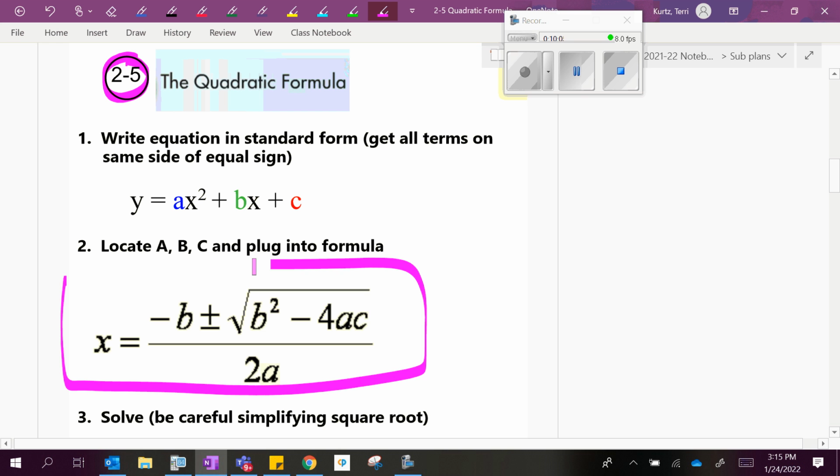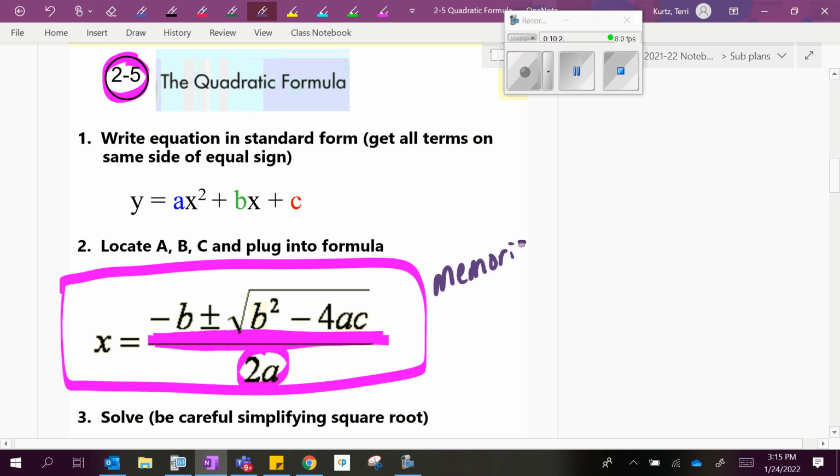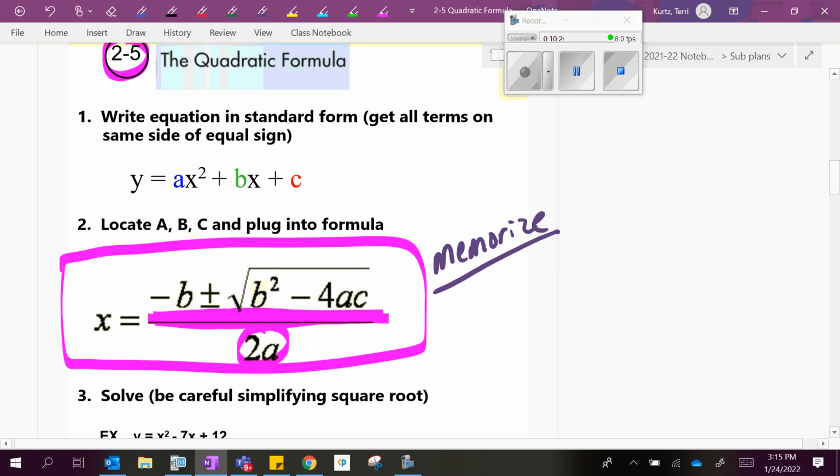So we've got x equals negative b plus or minus the square root of b squared minus 4ac all over 2a. Okay, that's our formula. You will need to memorize it. Hopefully we'll use it enough that memorizing won't present a problem, but you will want to memorize it. And here's the steps of how to use it.